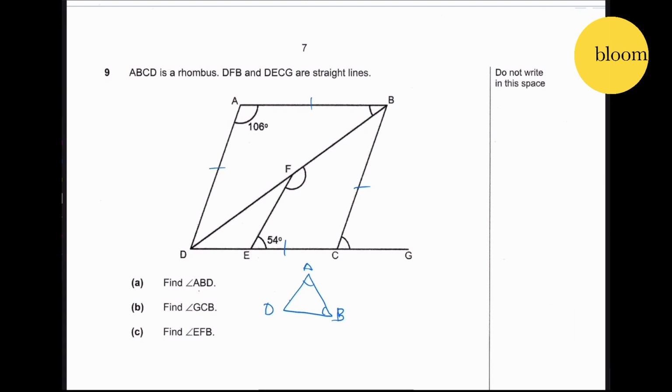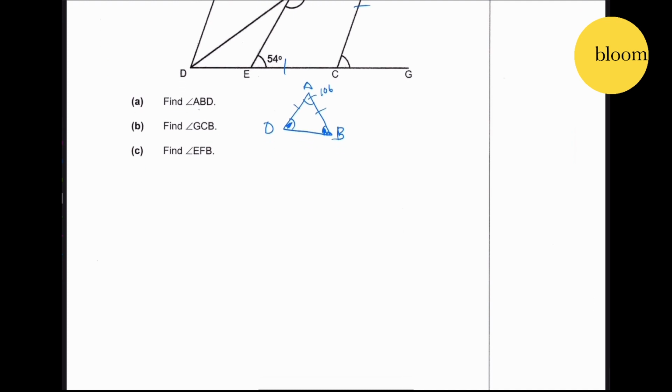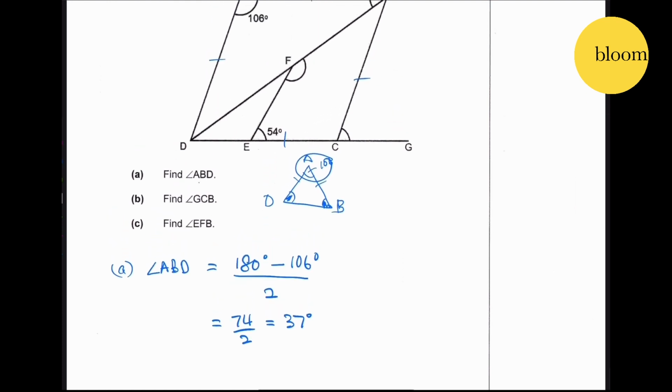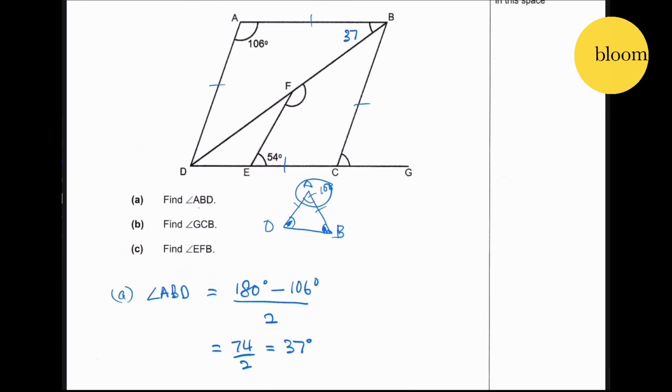So this is 106, this angle and this angle are the same. Angle ABD equals 180 degrees minus 106 degrees, which is this, divided by 2, equals 74, divided by 2 equals 37 degrees. So we have 37 degrees here, and this is also 37 degrees.